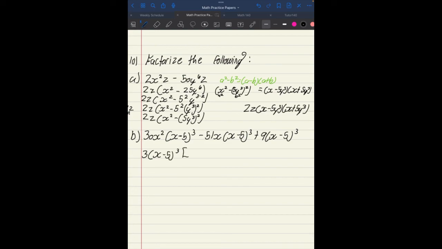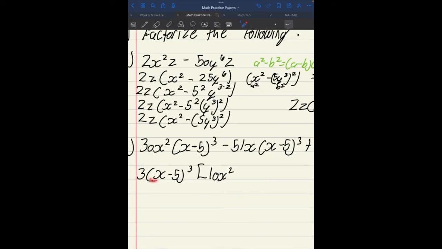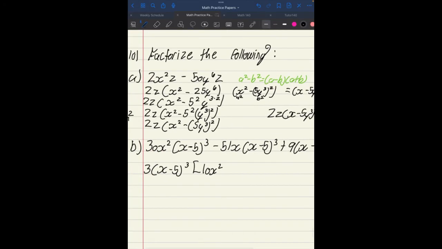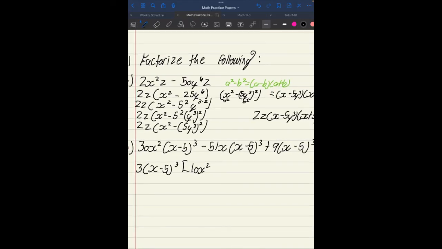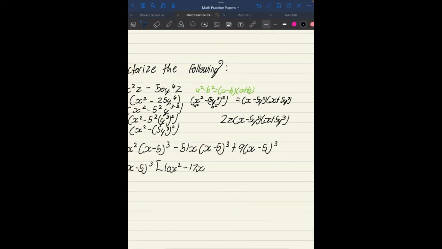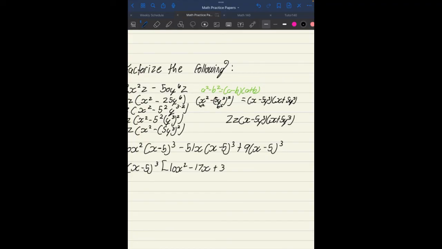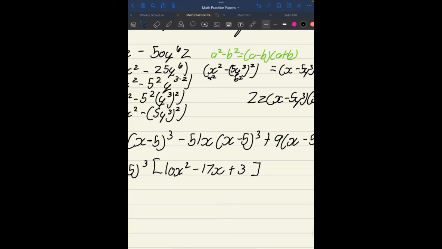And when we factor it out from this, we're left with 10x squared. So we factored this out from this, and then we have to divide by 3. So 30 divided by 3 is 10, and then we're left with the x squared. 51x divided by 3 is 17x. And then we already factored out the x minus 5 cubed. And 9 divided by 3 is, of course, 3. Right? So now we have to factor this.